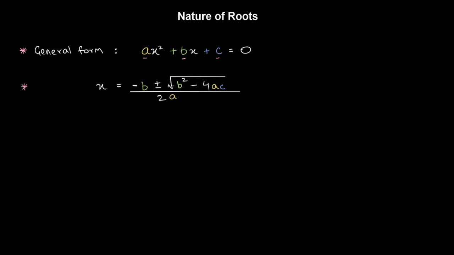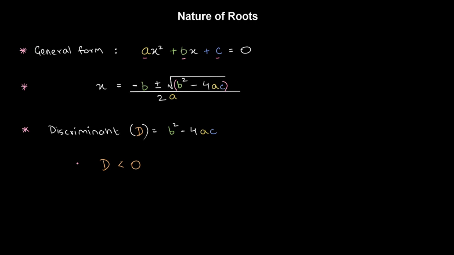Now this value that you see under the square root sign, b square minus 4ac, that's special. That is called the discriminant, and denoted with the alphabet D. And it is the value of the discriminant that determines the nature of the roots that we have. So we have three conditions for it.